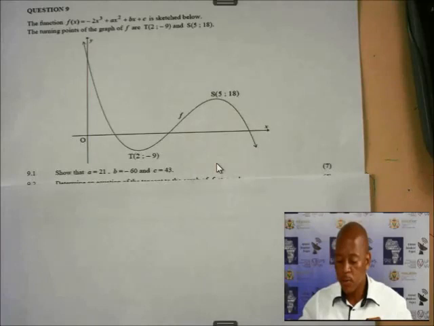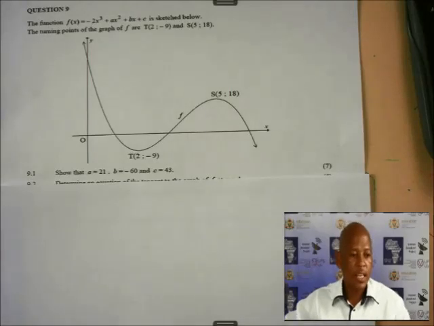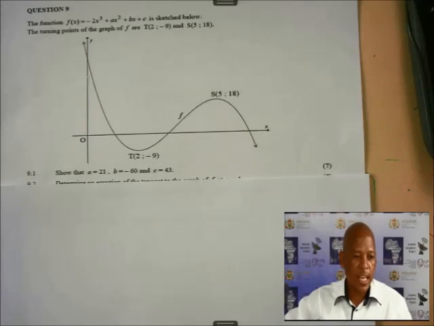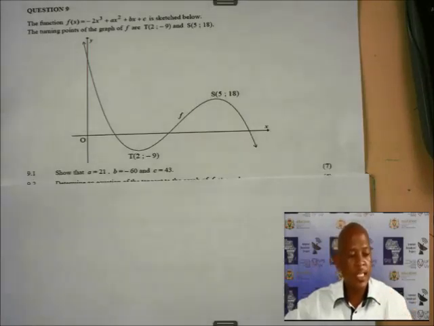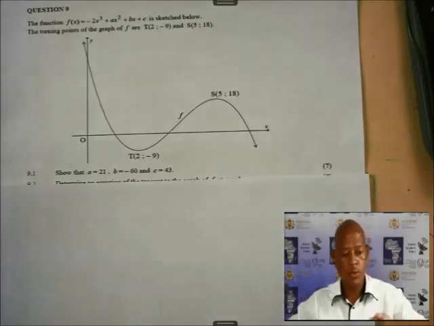Of course, here we have question 9. Here we have the function f at x is equal to minus 2x to the power of 3 plus ax squared plus bx plus c, sketched below. The turning points of the graph of f are 2 and minus 9, as well as 5 and 18. Basically, from this function the information given is only the turning points. 9.1 says show that a is equal to 21, b is equal to minus 60, and c is equal to 43.